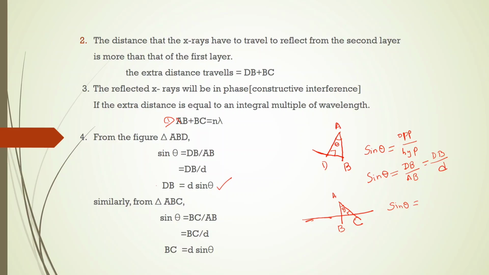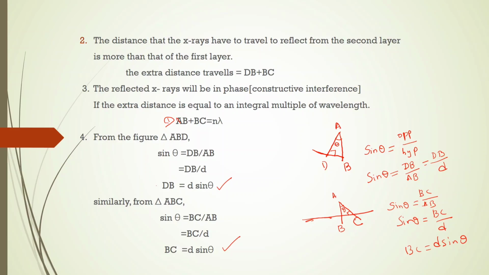So we apply the same formula here also for this right angle triangle. Sin theta is equal to opposite side by hypotenuse. The opposite side is BC and the hypotenuse, opposite to 90 degrees, is AB. So sin theta is equal to BC by AB, and AB is d. So therefore BC is equal to d sin theta. So here also we have that formula, BC is equal to d sin theta.